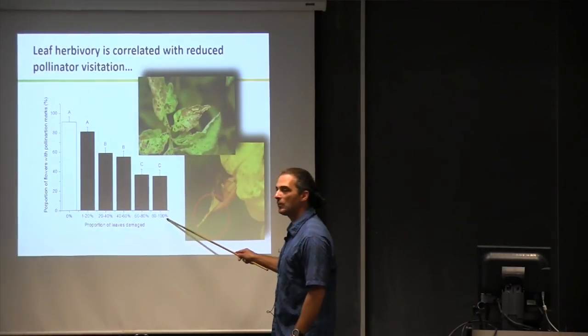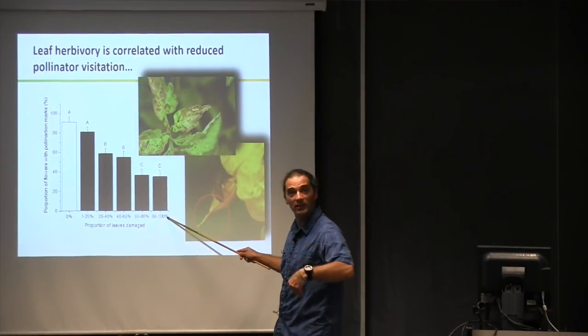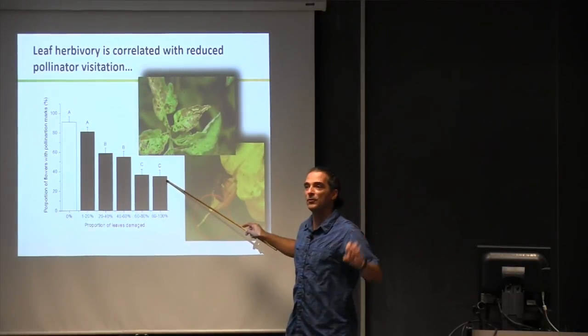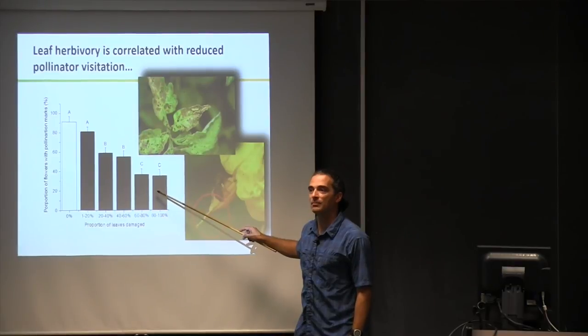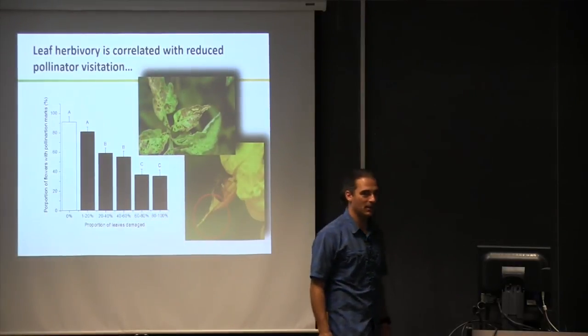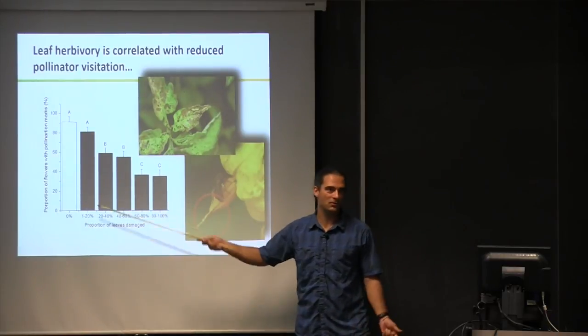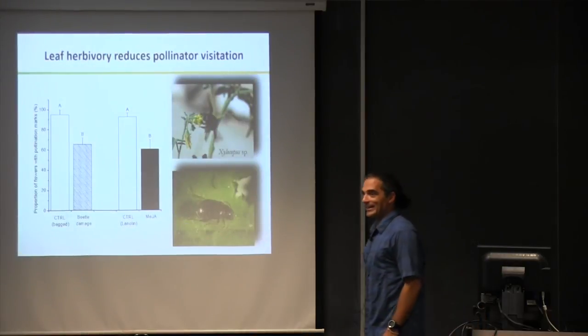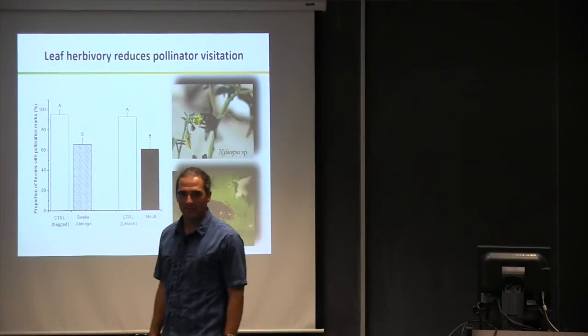The more damage you have on the plant from herbivores on leaves, the fewer flowers in those inflorescences have pollination marks, suggesting that there is lower attraction of pollinators, right? But this is just a correlation, so those two things may not be causally linked, and that's why we started a small study that generated everything I'm telling you today.